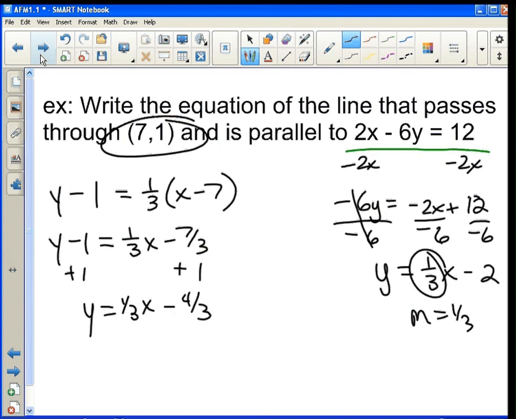And that concludes linear equations, part 2. There is one more part, part 3, that will be posted later.